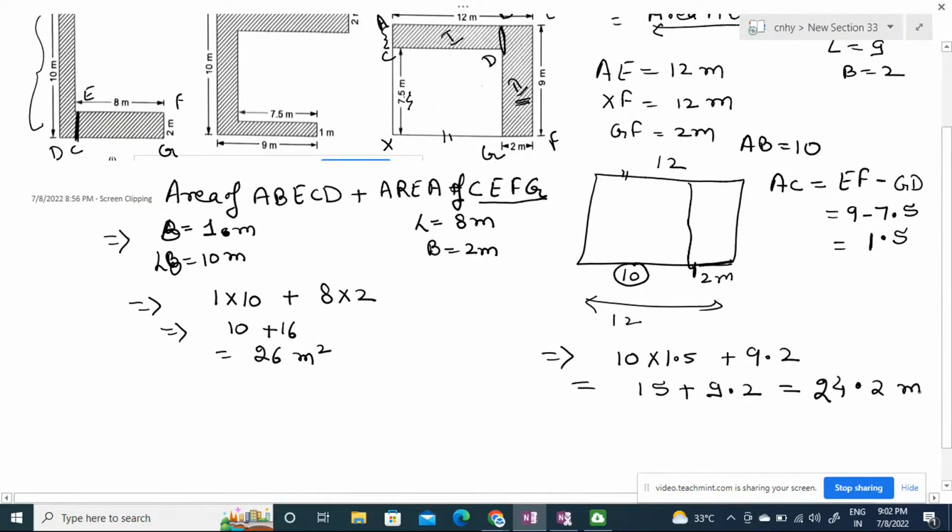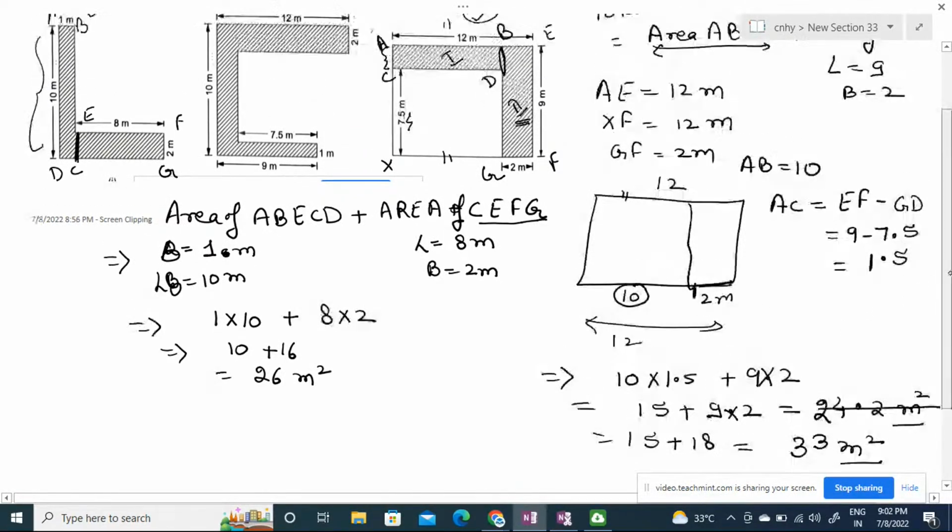Wait, ma'am, but it is not 9.2. The length and breadth are 9 and 2. So the area is 15 plus 18, 33 meter squared.